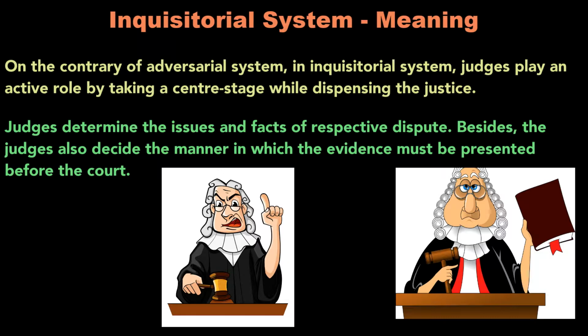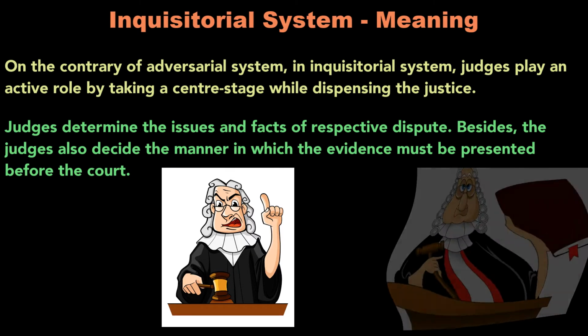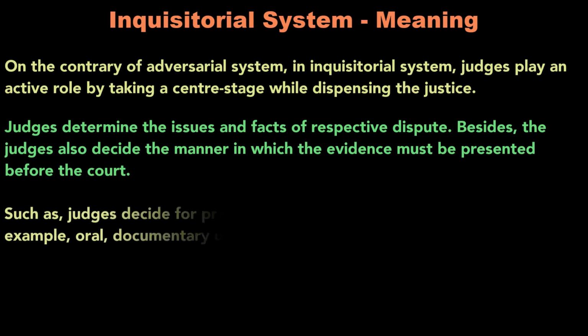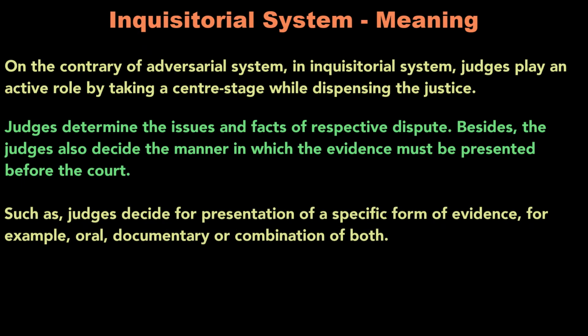The judge can decide what evidence can be admitted and what evidence cannot be admitted. What should be the procedure? Everything here, the judge is deciding. So see how active he is. Judges decide on the presentation of a specific form of evidence, for example oral, documentary, or a combination of both.